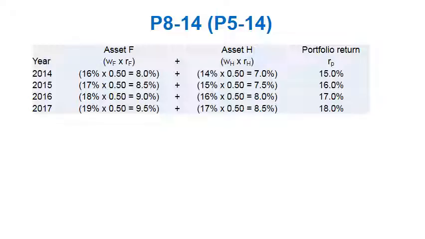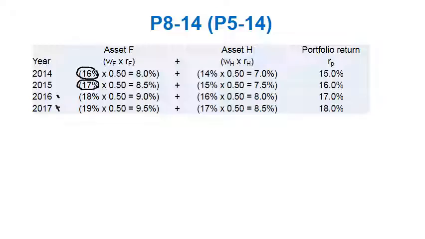So now we turn to our final alternative, which is alternative 3. Alternative 3 comprises asset F and asset H, whereby 50% of our portfolio is in asset F and 50% is in asset H. So again, this is a multiplication and a summation that we are dealing with here. In 2014, it's 50% of our return on asset F, which is 16% in 2014, 50% of our return on asset F in 2015, and so on for 2016 and 2017.